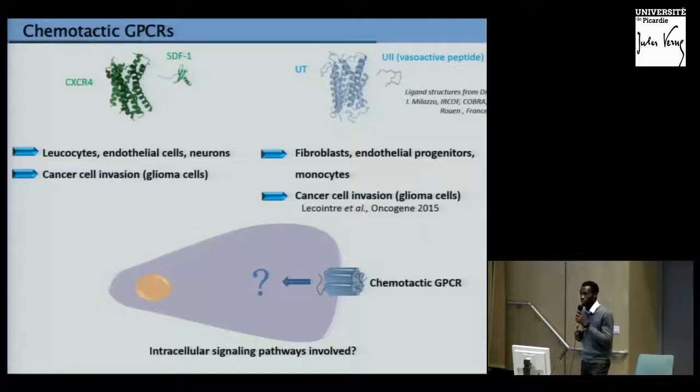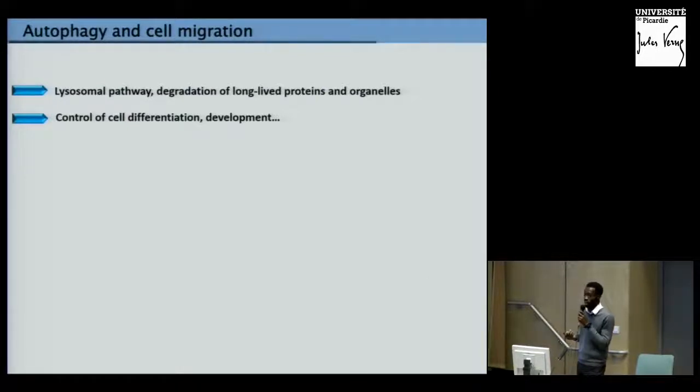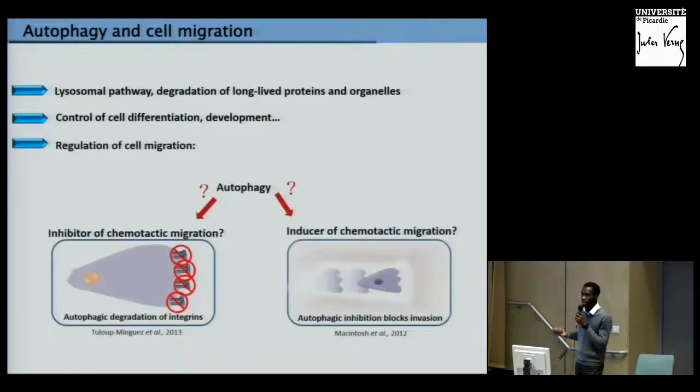And the object of my PhD was to investigate the involvement of autophagy. Now, autophagy is a lysosomal pathway that is involved in the degradation of long-lived proteins or organelles, and it takes part in a few cellular processes such as differentiation or development, and of course, cell migration. A number of studies have shown a role of autophagy in cell migration, but often with conflicting views.